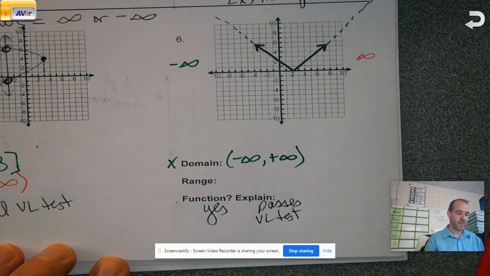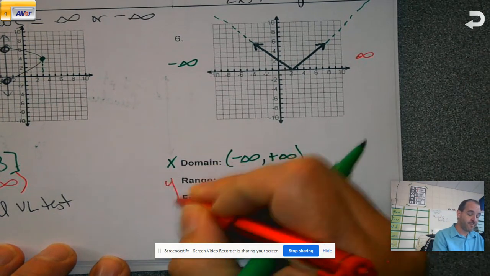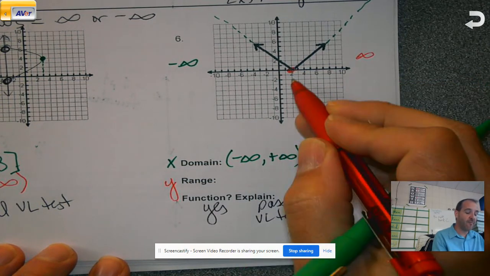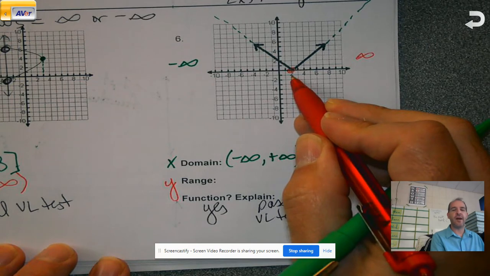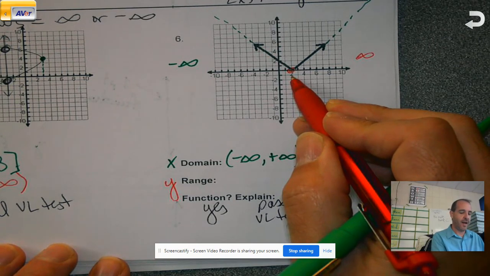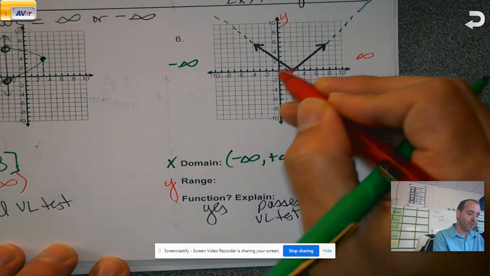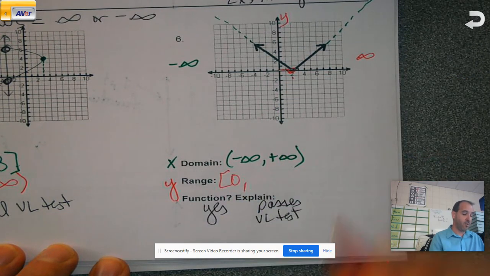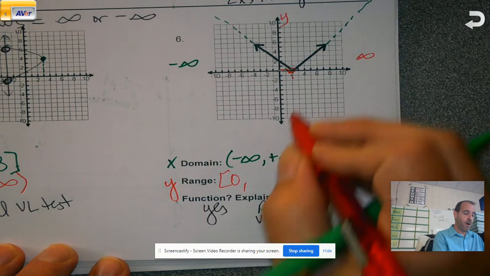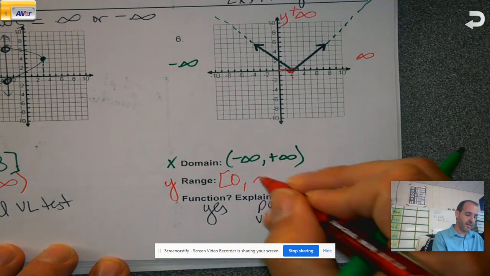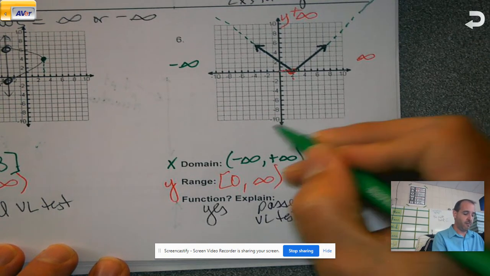Okay. Range. Bottom, there is a bottom this time. Now be careful. You see it right at the 2. You want to write 2. Don't write 2. You're like, why not? Because I'm looking at it from the y value point of view, which is 0. But up, forever to positive infinity. And we get that in.